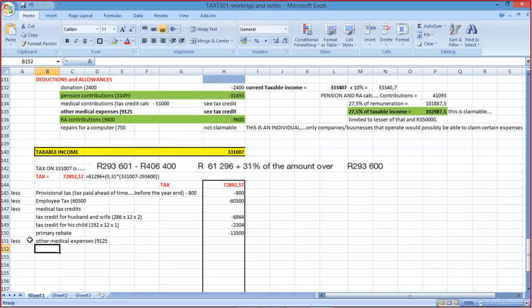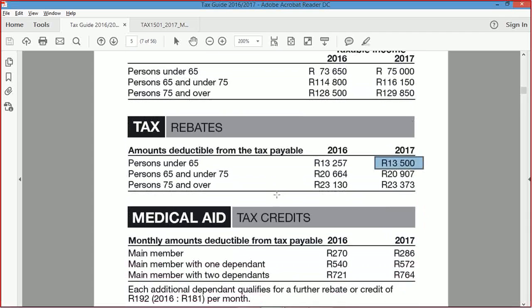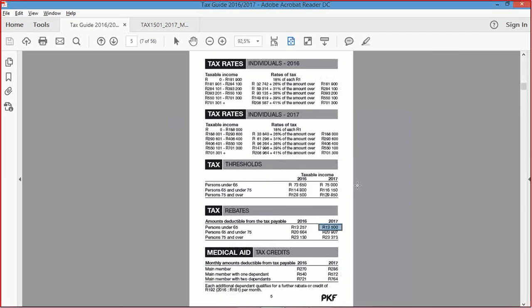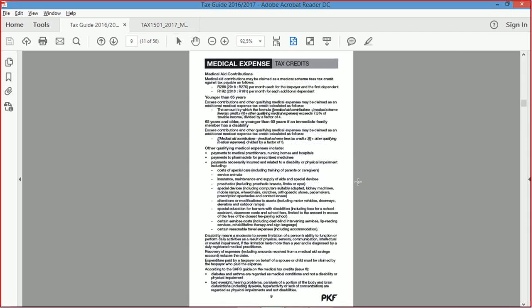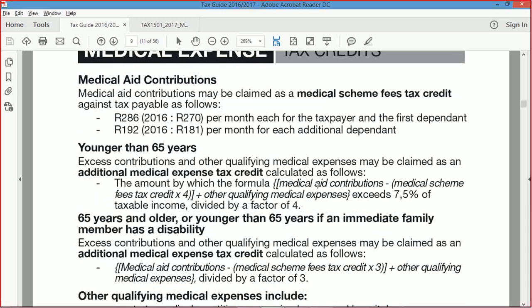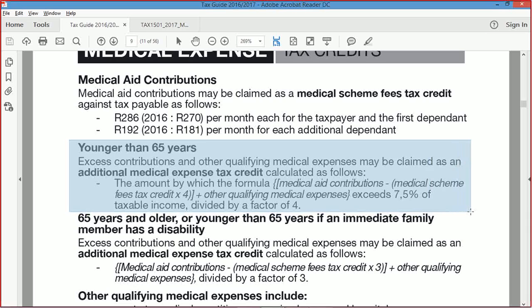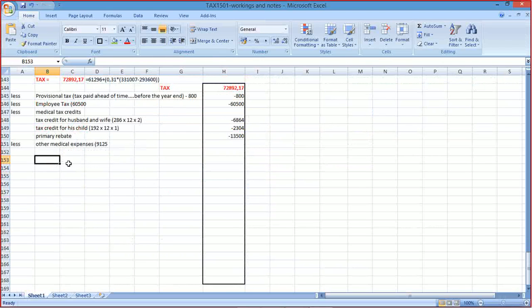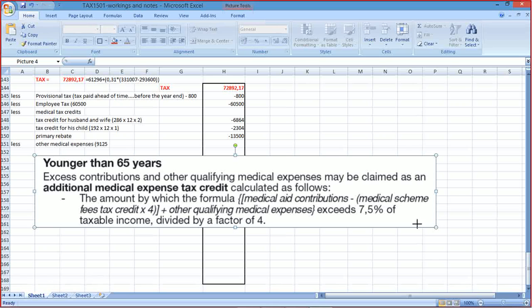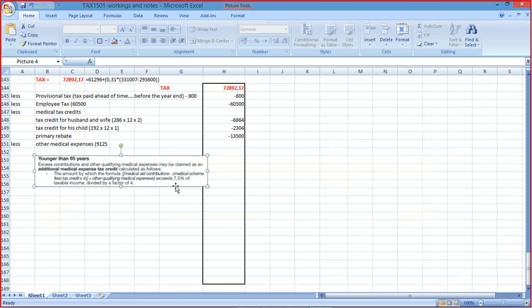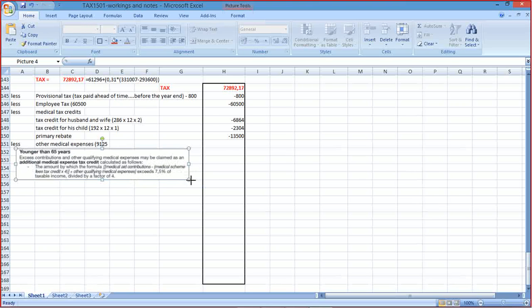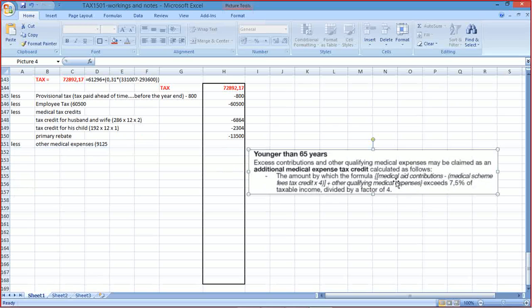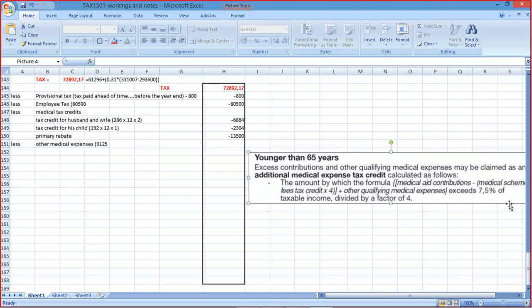Okay, so let's go back to that medical stuff. Page 9. Okay, there's page 9. Right, so the medical. Here's the medical. Younger than 65. That applies. Okay, so we need to paste that. I'm going to put it this side so it fits.